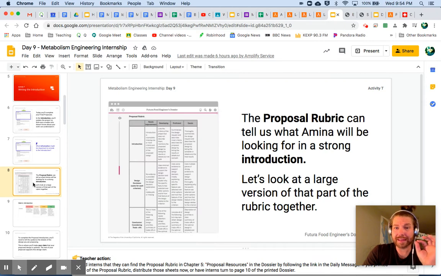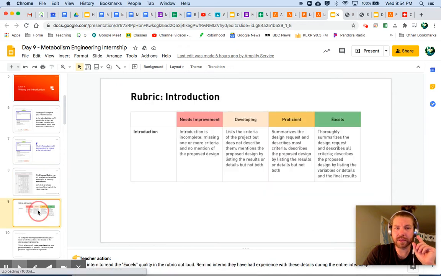Let's take a look at the rubric. Remember, this was attached to a previous lesson. I'll go ahead and attach it to this lesson as well, just so you have it on hand. But let's zoom in on the introduction section of this rubric. And let's go all the way to the Excels category, because that's really where we want to be, right? Thoroughly summarizes the design request and describes all criteria.